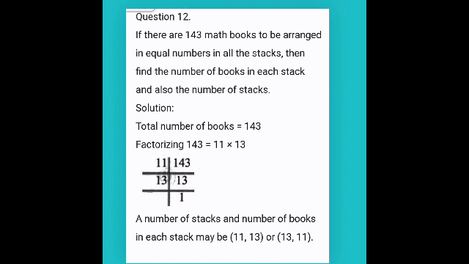From the given prime factorization, we can understand that if we have 13 stacks, we can arrange 11 books. If we have 11 stacks, we can arrange 13 books in each stack. These are the two ways we can arrange the books in stacks. Yes, did you understand? It has two ways. You understand, no, my dears? Okay. Move on to the next.